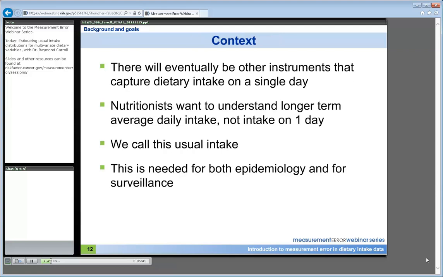All right, so the context here is there's going to eventually be other instruments that capture dietary intake on a single day, and nutritionists are going to want to understand longer-term average daily intake, not intake on one day, which we call usual intake, and we want to use this both in epidemiology and for nutritional surveillance.